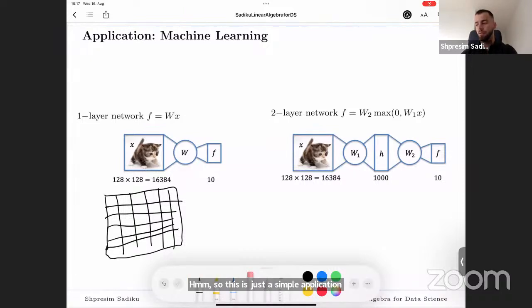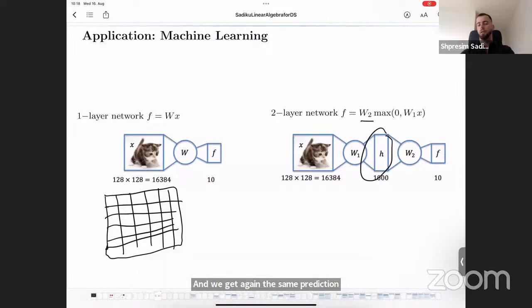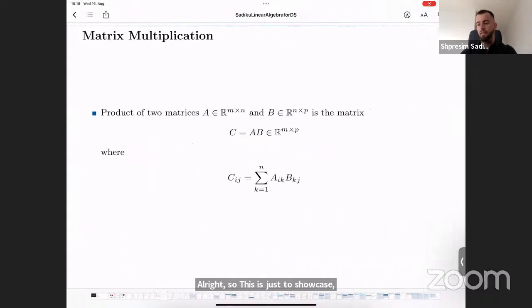We could also have a two-layer neural network given by this expression. In this case, we have an activation function. We first apply a matrix W1 to the input X, which is again the image of a cat. And then we apply a threshold. We want to take all the entries which are bigger than 0. This is the so-called ReLU activation function. Then we apply to this new entry H a second matrix W2, and we get again the same prediction, which would be 10. This is just to showcase where we actually use matrices and vectors.